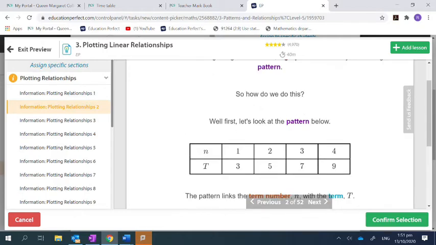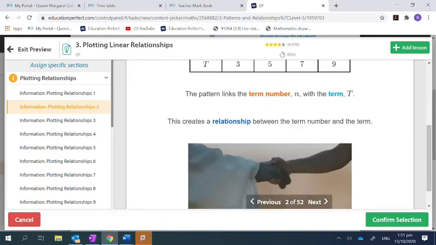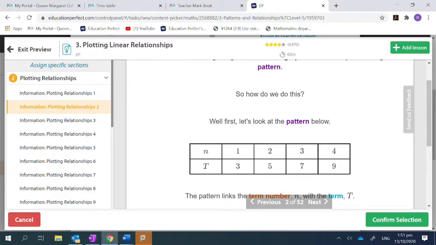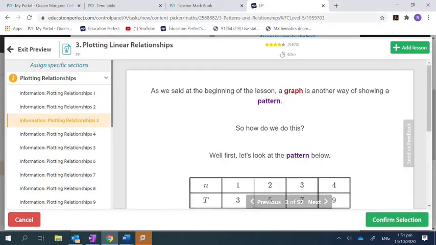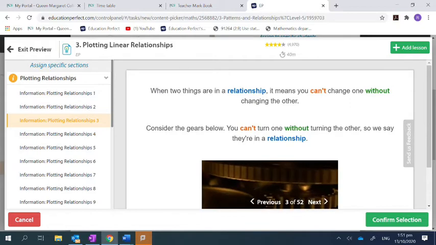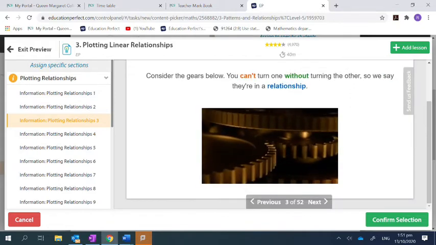So here you go. A graph is another way of showing a pattern, so we can draw it. We have our relationship. The first number is a 1, the second number is a 3, then 2 and 5, then 3 and 7. These correspond to ordered pairs, where the first number is our x value and the second one is our y value. So in this particular one, x would be what number? 1, and y would be 3. So the first one is the x value, the second one is the y value.